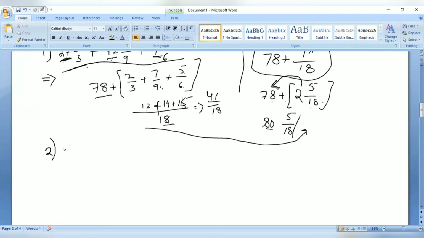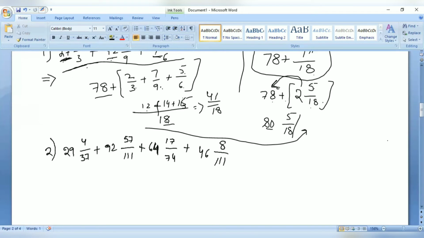That is 29, 4 by 37 plus 92, 57 divided by 111 plus 64, 17 divided by 74 plus 46, 8 by 111. So now how do we solve this question?